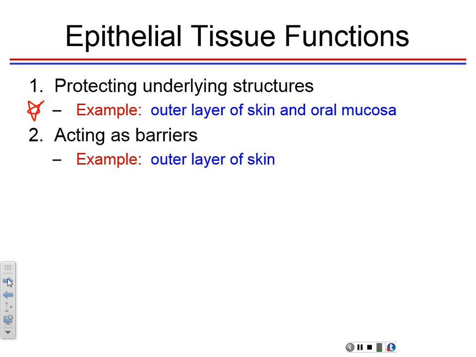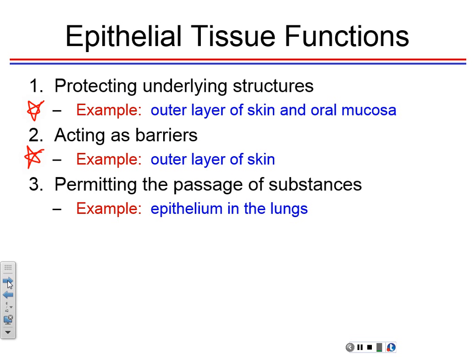You don't just absorb stuff. You're not like a sponge. Otherwise, that could mess things up, dilute all the reactants in your body and whatnot. Besides, you never know what you can absorb. And then, of course, it's selectively permeable. It permits the passage of substances, like in the lungs, permitting passage of substances like the oxygen and the carbon dioxide gases.